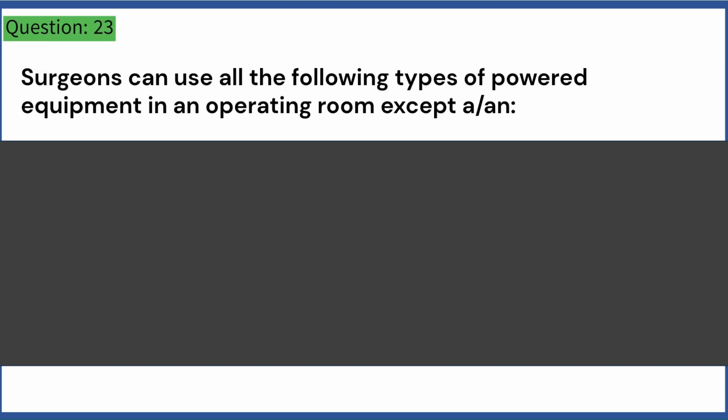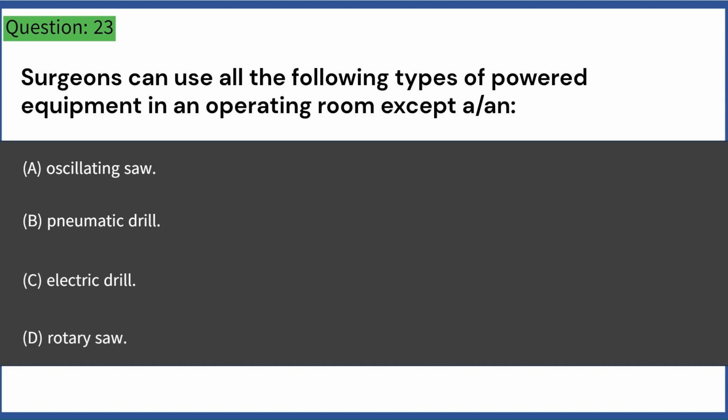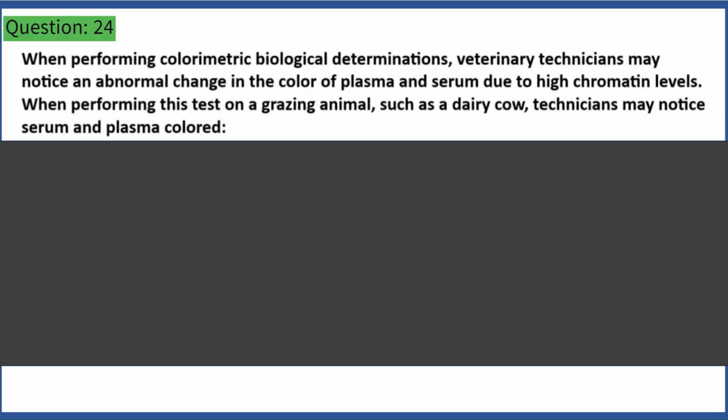Surgeons can use all the following types of powered equipment in an operating room except as an: A. Oscillating saw. B. Pneumatic drill. C. Electric drill. D. Rotary saw. Answer D. Rotary saw.